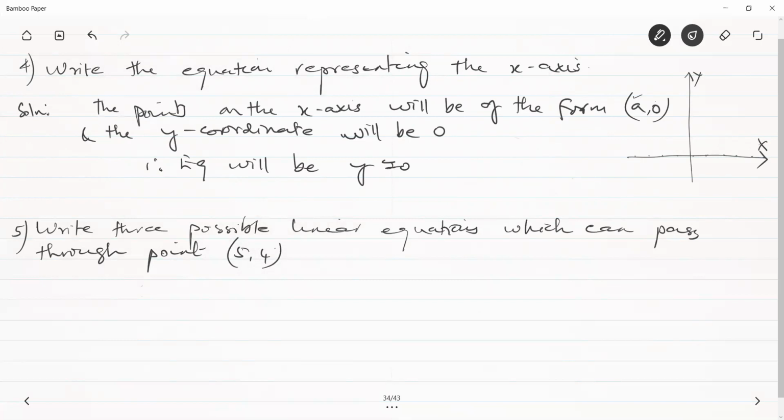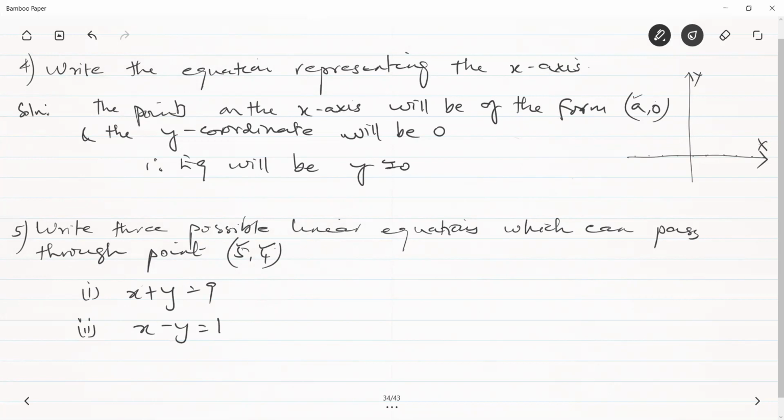Okay. Write 3 possible linear equations which can pass through the point 5, 4. He wants 3 possible linear equations. So what are the possible linear equations when the solution is given? Here the solution is given. You can take x plus y is equal to 9, because this is x, this is y. This is one equation. Secondly, you can say x minus y is equal to 1, because 5 minus 4 is 1.